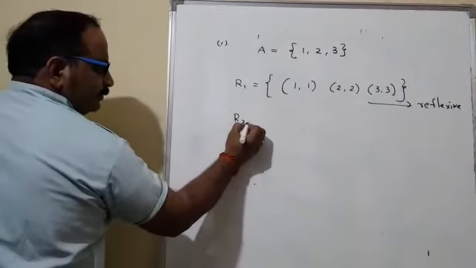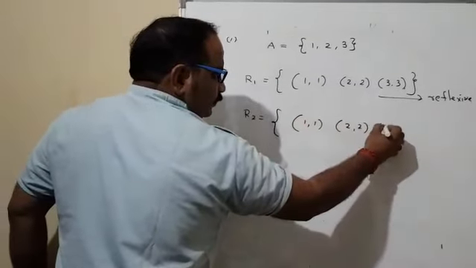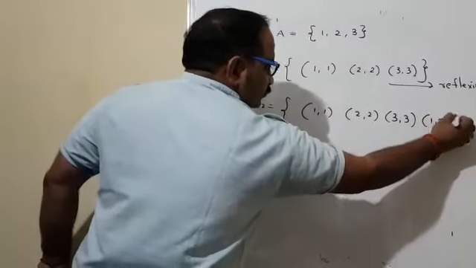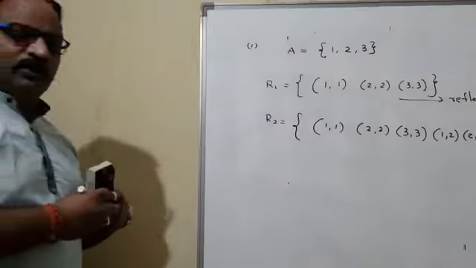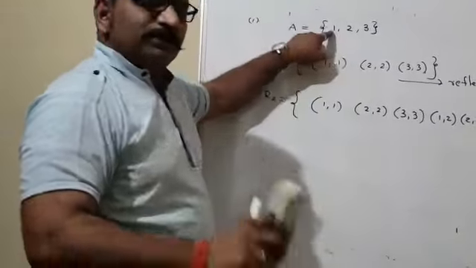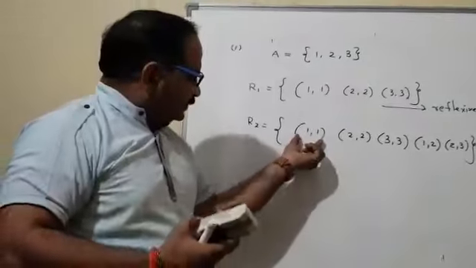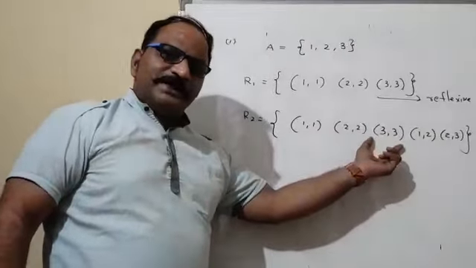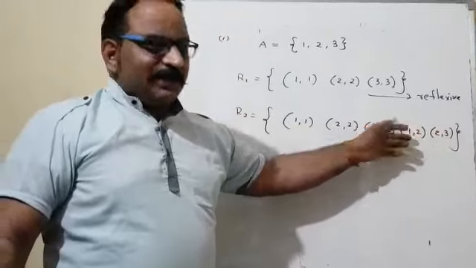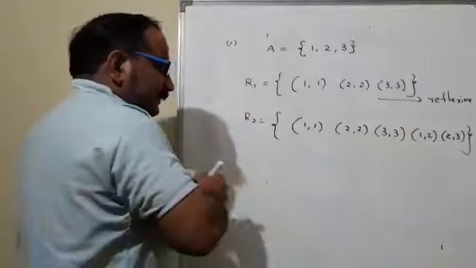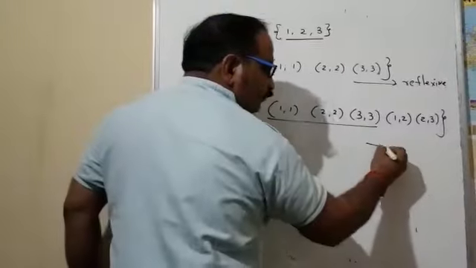Another example I'm giving you, say R2 is there, it is (1,1), (2,2), (3,3), (1,2), (2,3), etc. And our job is to find out whether it is reflexive or not. We have to bother about only one thing: every element should relate to itself. That means (1,1), (2,2), (3,3) should be there. Except that, whatever the rest of the elements are, that doesn't matter for us in case of reflexivity. These three pairs should be there.